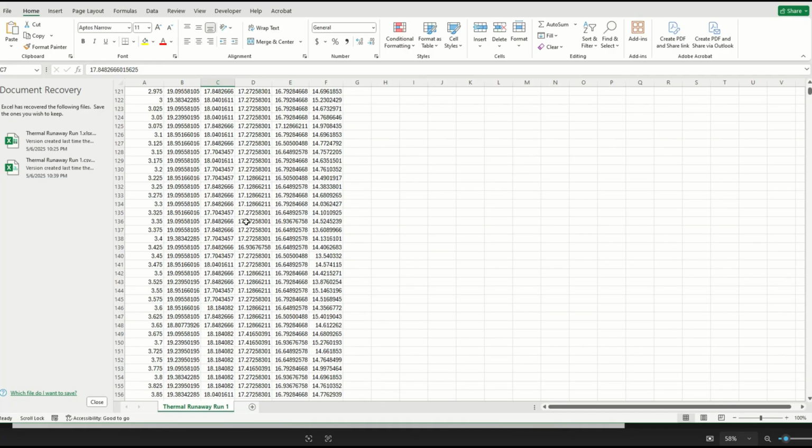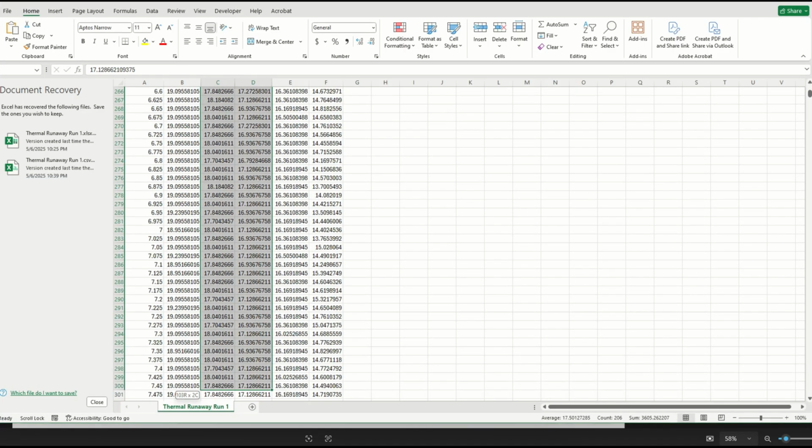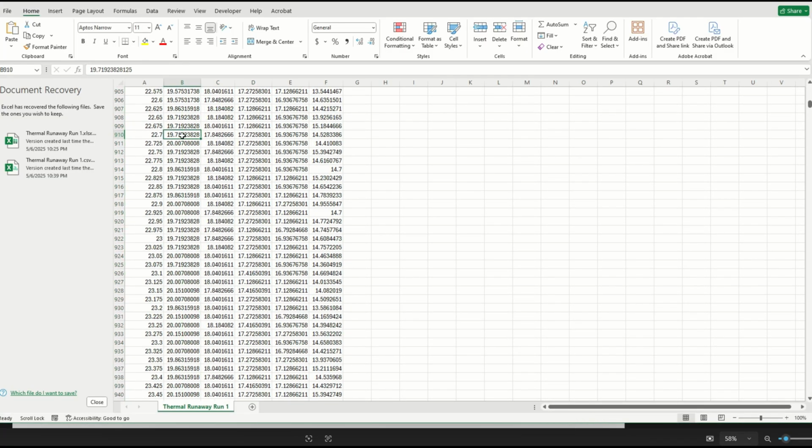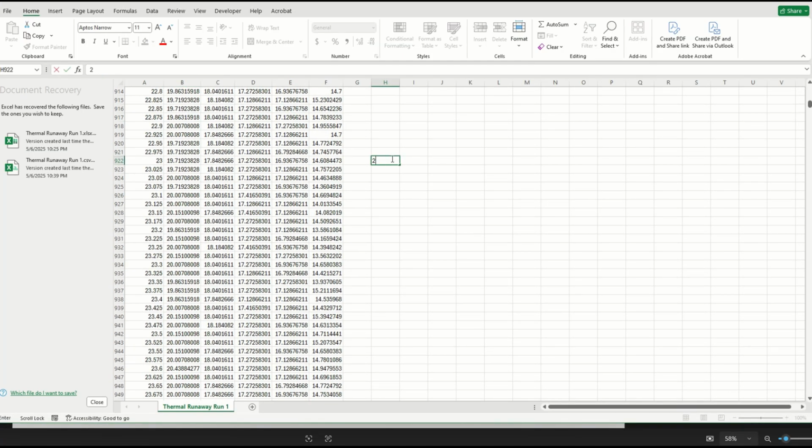All right, so let's first take a look at our raw data that we captured here. So we'll scroll down here. We see where we start to climb in temperature. Here we go. All right, so it looks like at around 22.7 is when we started to climb in temperature. So we're gonna use 22.7 as our starting time.